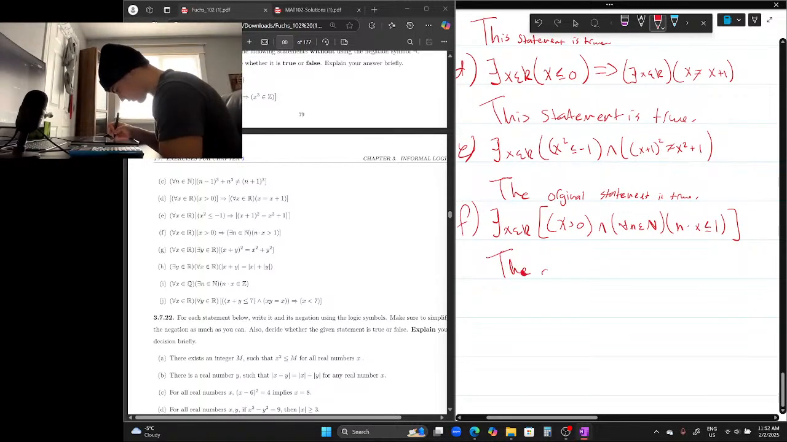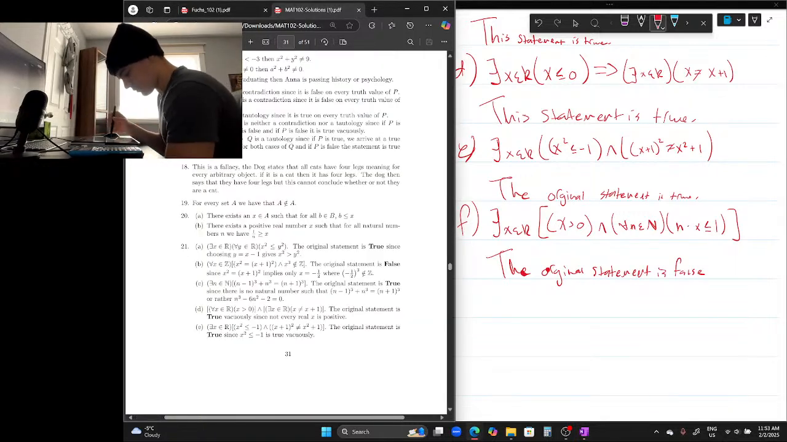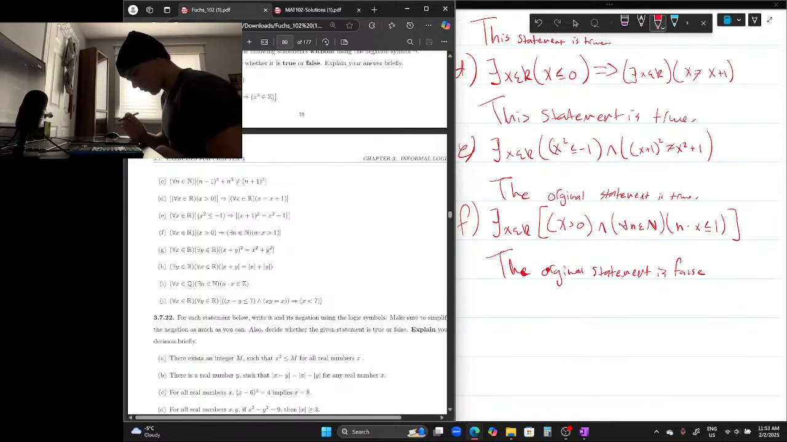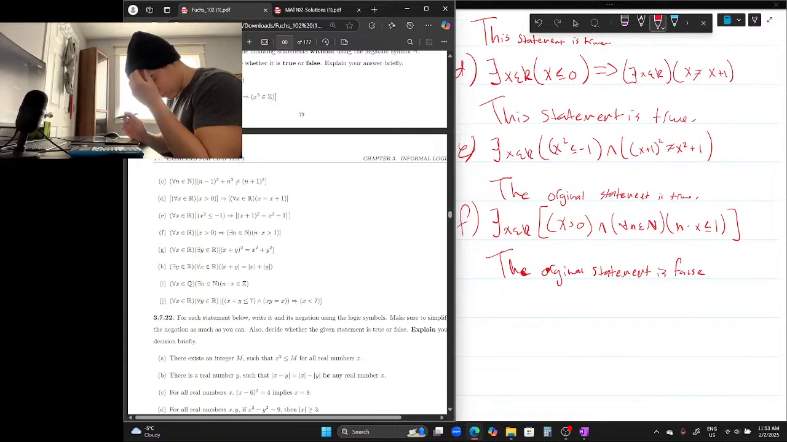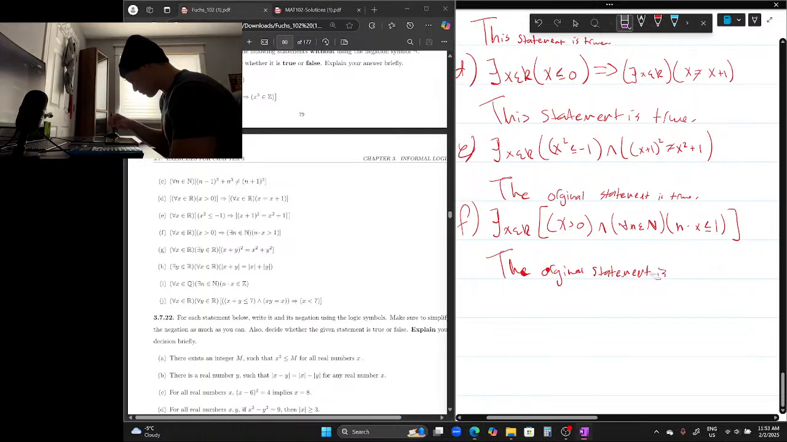The original statement is false. Let's see if we're right, everybody. The original statement is true. I am wrong. So let's read this again. For all X in R, X greater than 0 implies that there exists an N such that N times X is greater than 1. Okay. Definitely true.